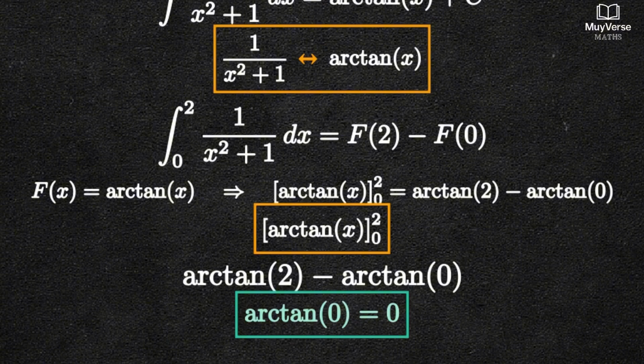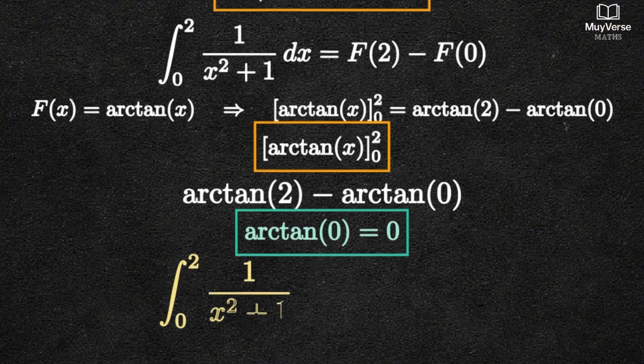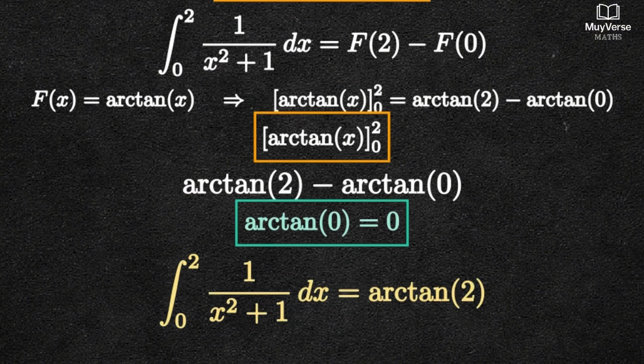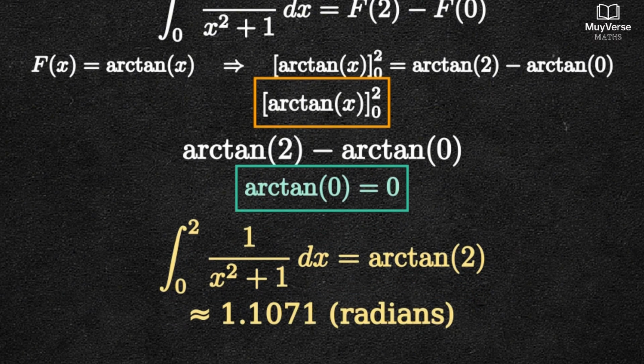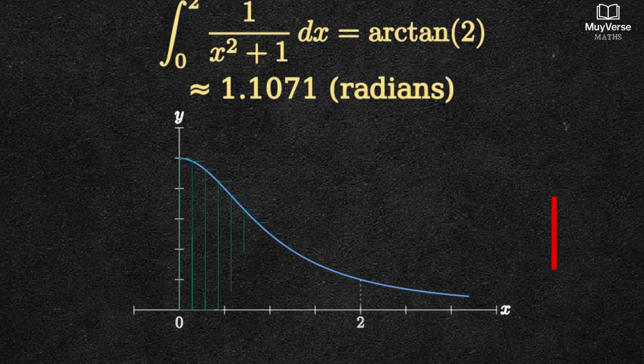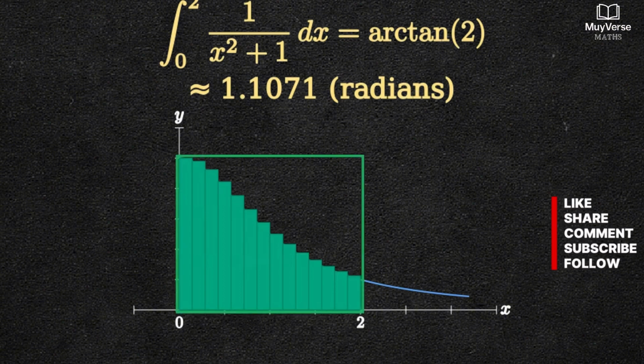Step 4. Final result. The exact value of the integral is arctangent of 2. For a quick approximation in radians, arctangent of 2 is about 1.1071. This numerical value matches the green shaded area from 0 to 2 under the curve.